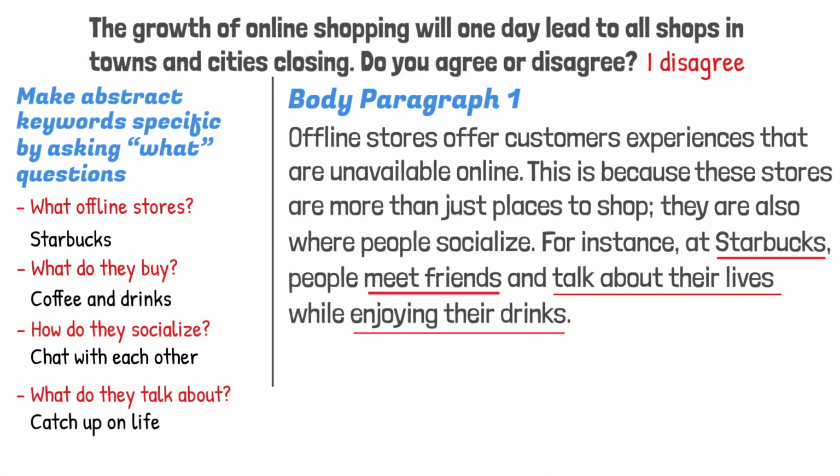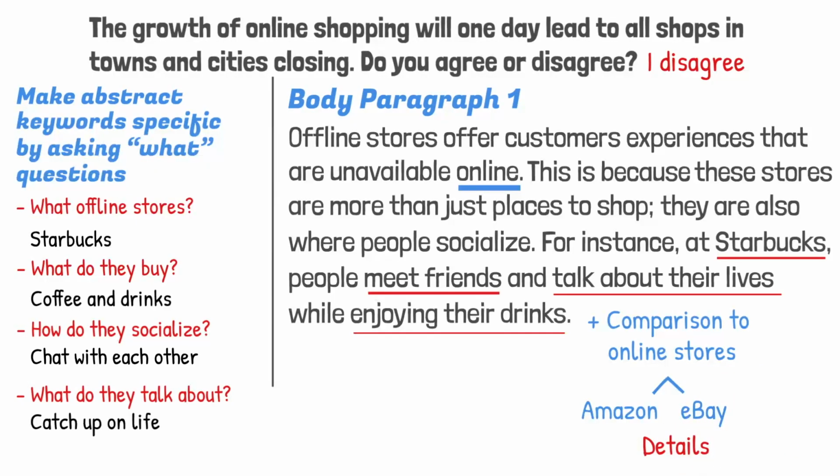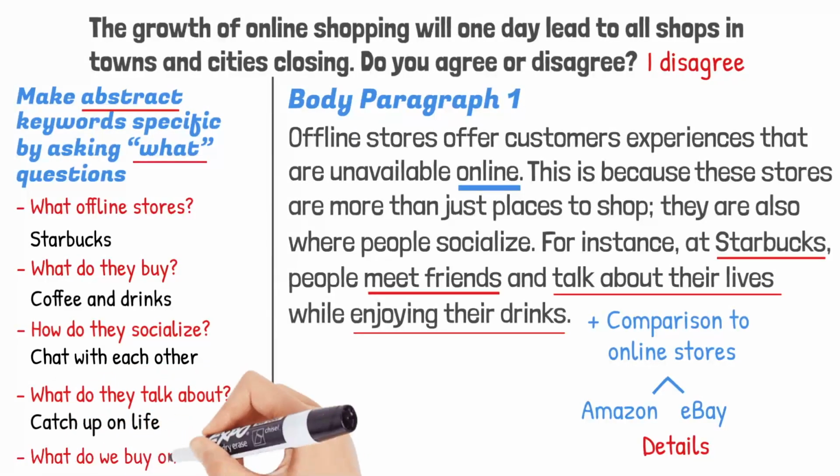And don't forget that in our example, we can compare offline stores to online stores as we did in the topic sentence. When writing about online stores, it doesn't matter whether you use Amazon or eBay as an example. The important thing is that your Amazon or eBay example needs to contain details. How can we come up with details? We identify the abstract parts and then ask ourselves what questions. So we buy coffee and drinks at Starbucks. What do we buy on Amazon? We buy coffee beans on Amazon.